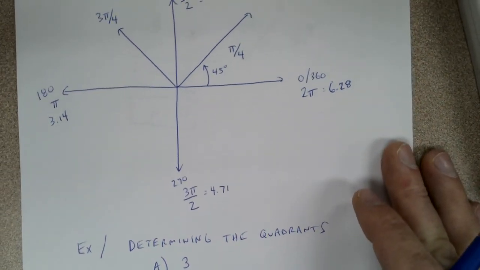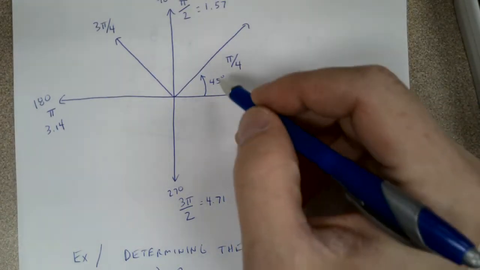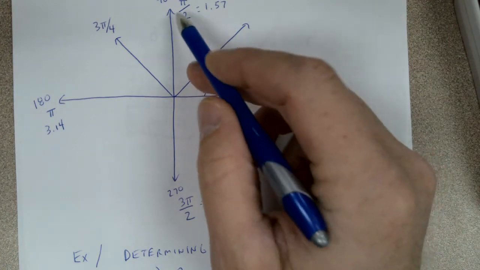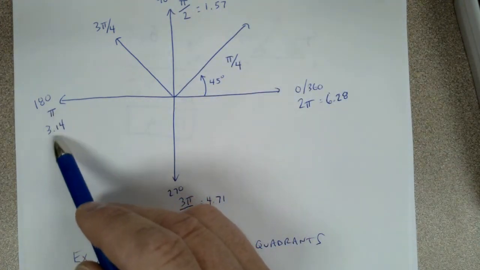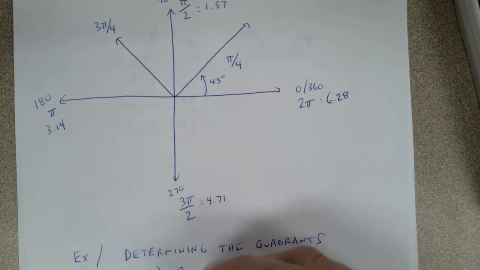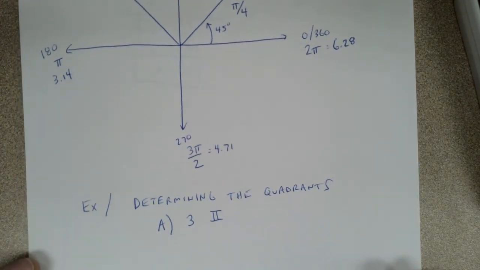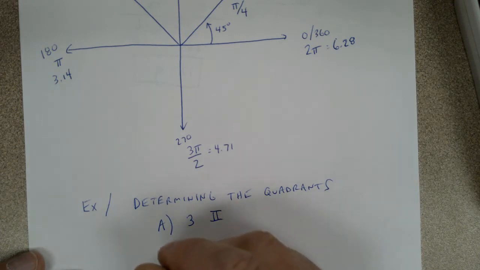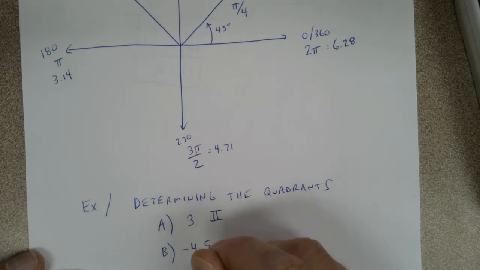Now, if we go back up here and look, we know that if I'm at 0 here, my initial side, I go around, pi over 2 is 1.57, and pi is 3.14, so it's going to lie in that second quadrant. Let's do a negative one. How about negative 4.57?